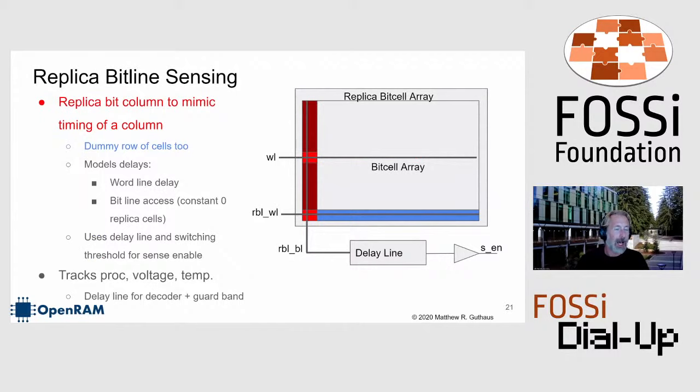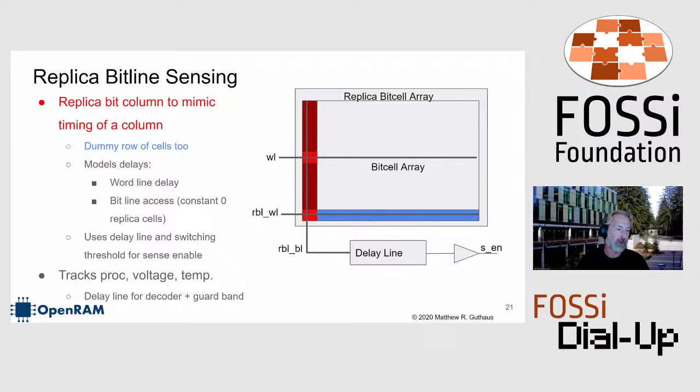How do we do that in OpenRAM? Well, we're using a technique called replica bitline sensing. And what we do here is when we have memory, we add an extra column as shown in red here and an extra row as shown in blue. And the entire purpose of this red column is actually not to store a value, because all of the bit cells in there are slightly modified from the other bit cells to be always programmed with a zero value.